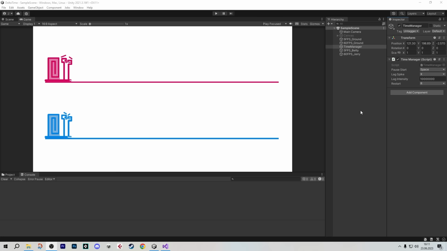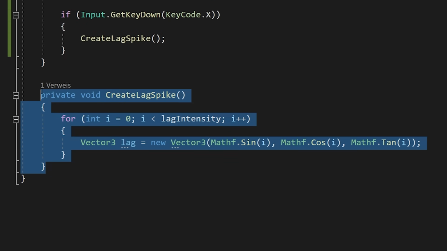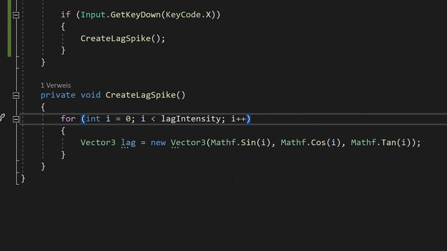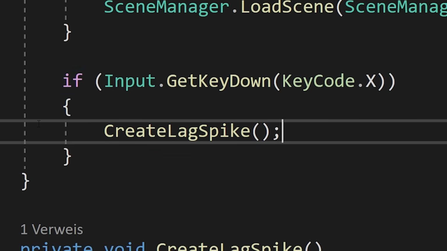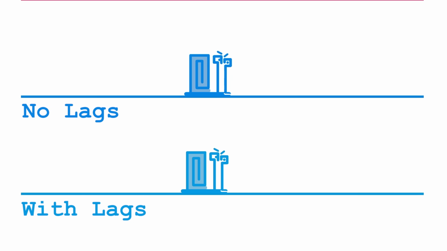Now there's a fun little experiment you can run in your game engine. You can create an artificial lag spike. I'm personally doing that by running a bunch of unnecessary computations a bunch of times. So whenever I press X now, the game will have a huge lag spike. Here we have the two brothers, Jerry and Barry. Barry unfortunately suffers from lag spikes.